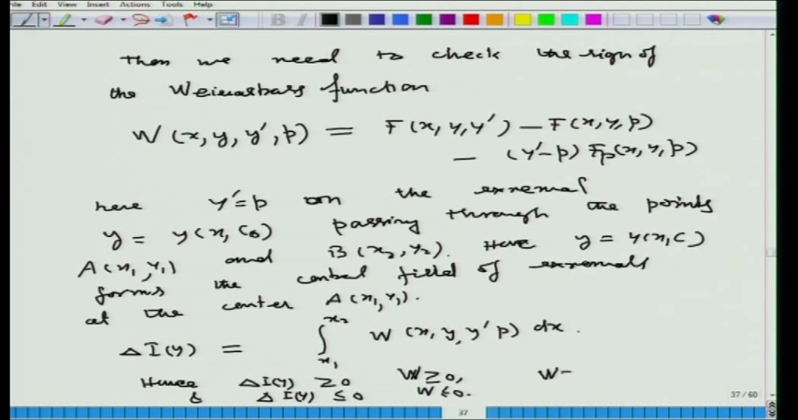and W equal to 0 on y equal to y of x, c 0, because here y prime equal to p, so these two terms will cancel and this vector will be 0. So, W equal to 0. So, delta I y equal to 0 if we are taking y equal to this. Here this y is any curve joining these two points.